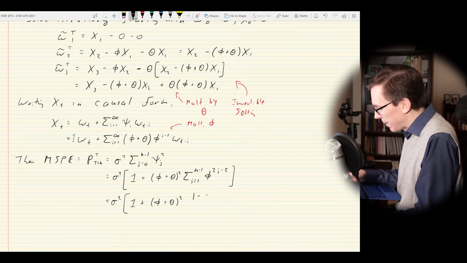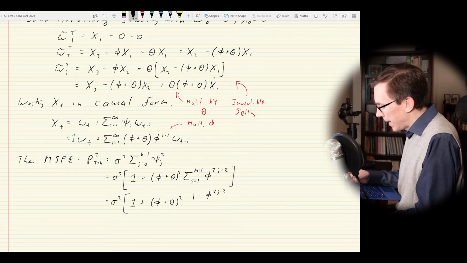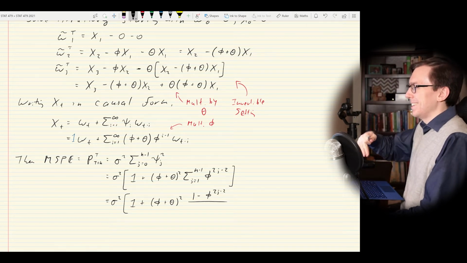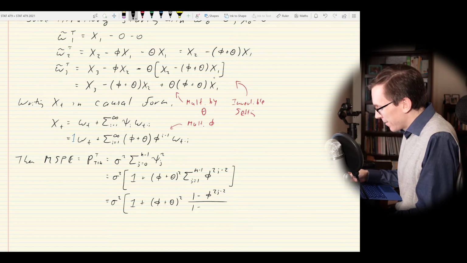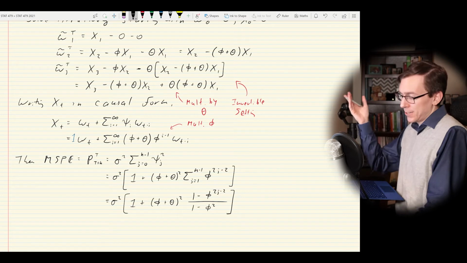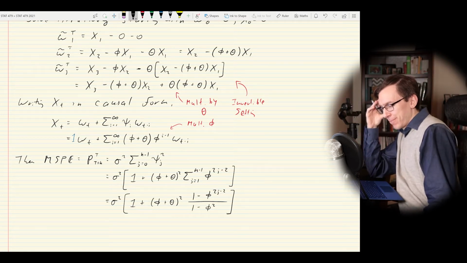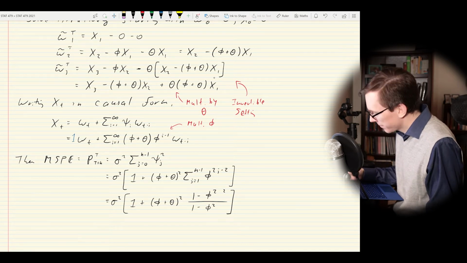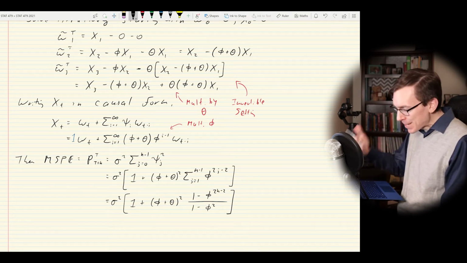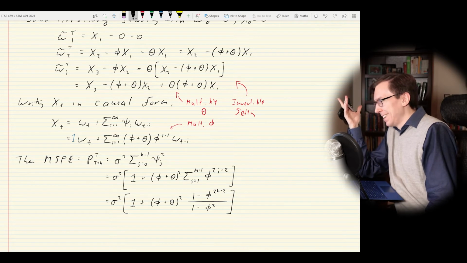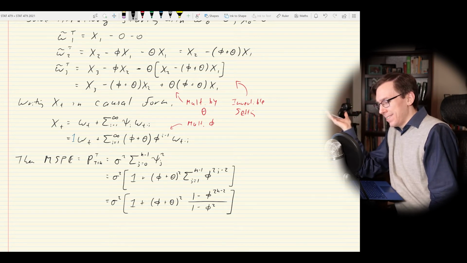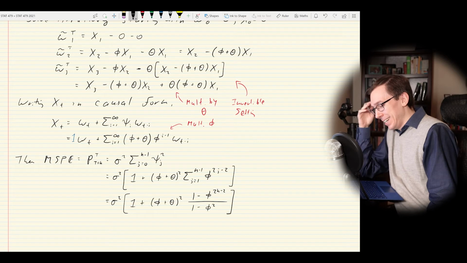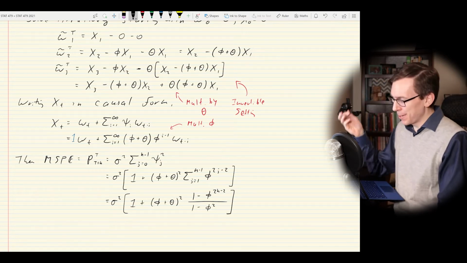It's going to look something like 1 minus phi to the 2j minus 2, because again, we're going to h minus 1, so we have to take one step back from the usual geometric series solution. And we get something that looks like that. So hold on, that's supposed to be an h. So we get something that looks like that. And then we say, okay, well, what is this? Well, it's the mean squared prediction error.